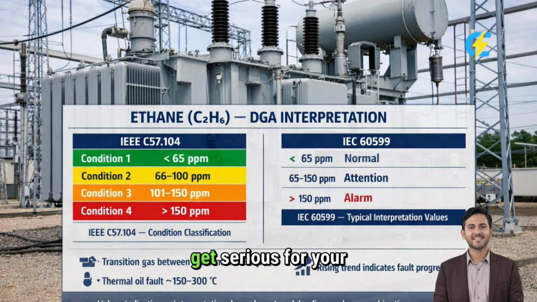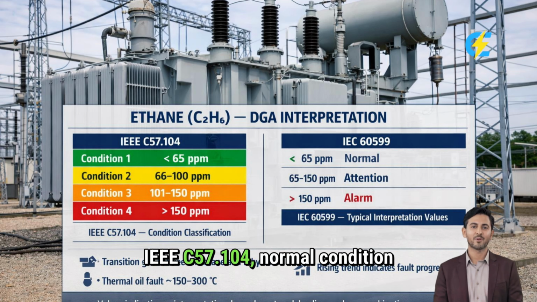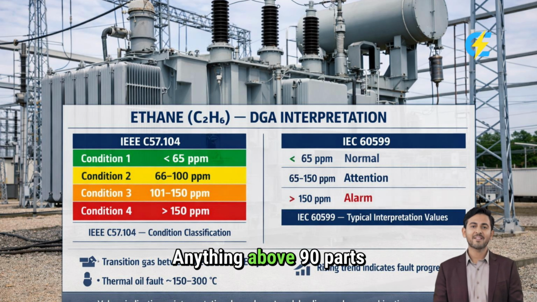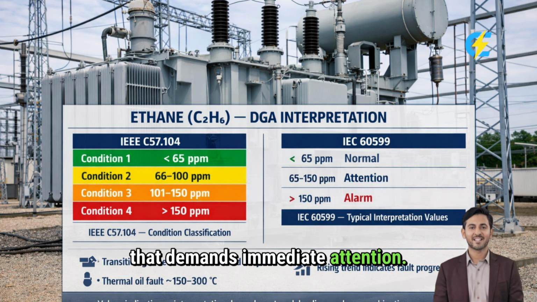This is where things get serious for your transformer's health. Let me break down the standard limits for you. Based on IEC 60599 and IEEE C57.104, normal condition means ethane below 20 parts per million. When you see readings between 20 and 90 parts per million, you are in the caution zone. Anything above 90 parts per million puts you in abnormal territory, and that demands immediate attention.